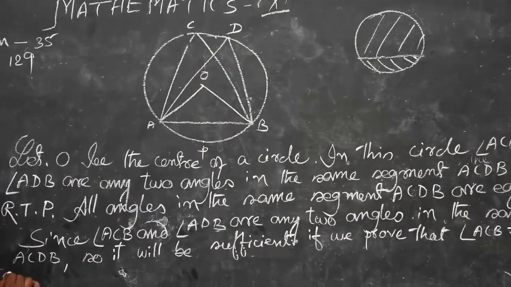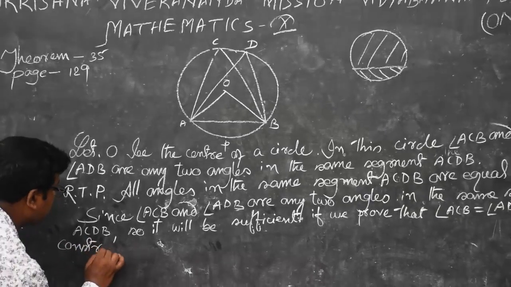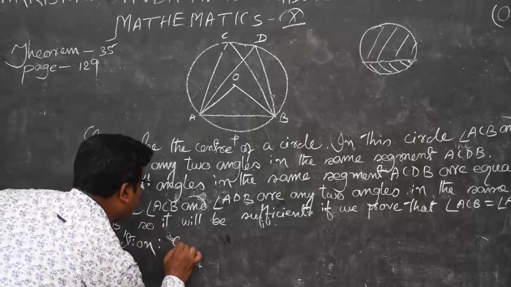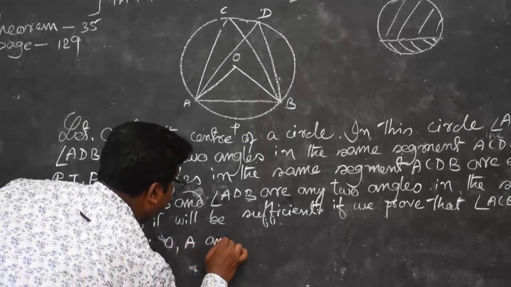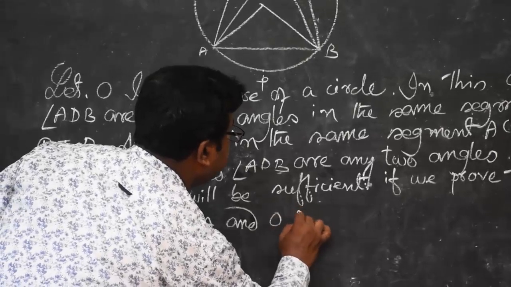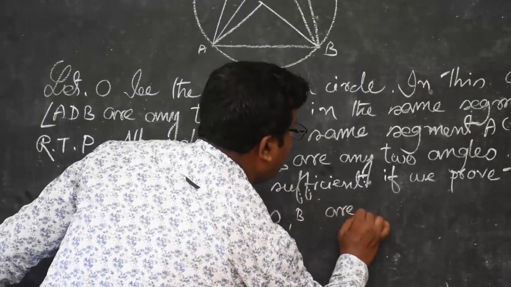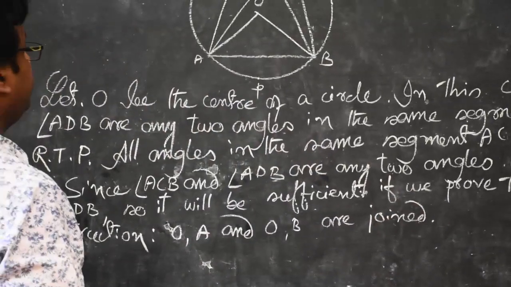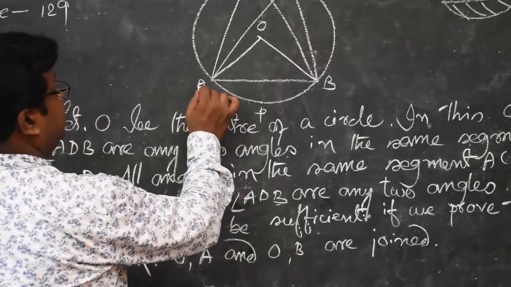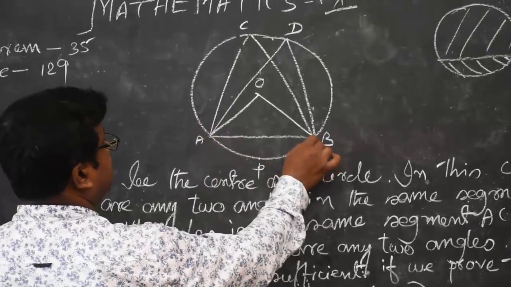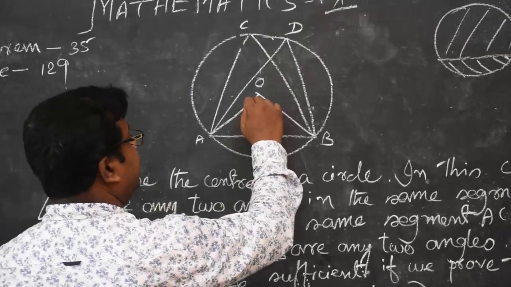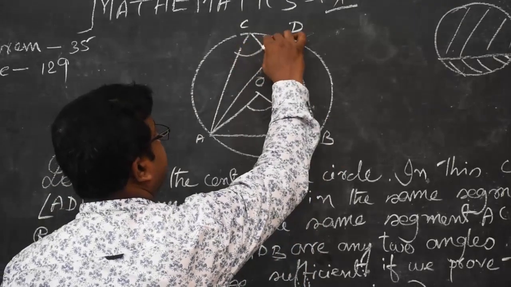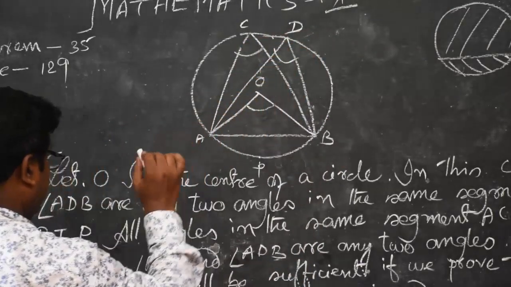Construction: O, A and O, B are joined. Now you see, on same arc APB, the angle subtended to center is angle AOB, and the angles subtended to the remaining part of the circumference are angle ACB and angle ADB.